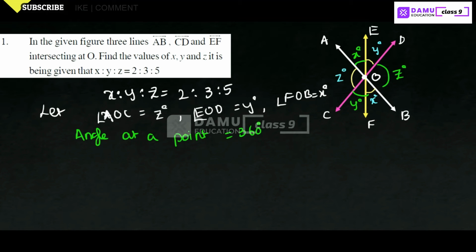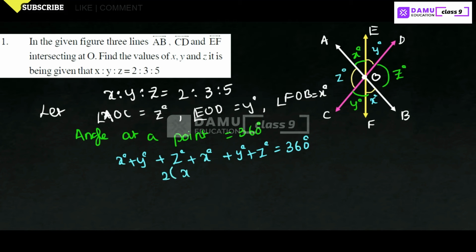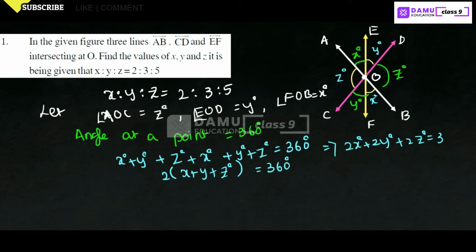Then the sum of all these angles, x degrees plus y degrees plus z degrees plus again x degrees, y degrees, z degrees, will be equal to 360 degrees. So 2 into x plus y plus z equals 360 degrees. You can also write it as 2x plus 2y plus 2z equals 360 degrees.